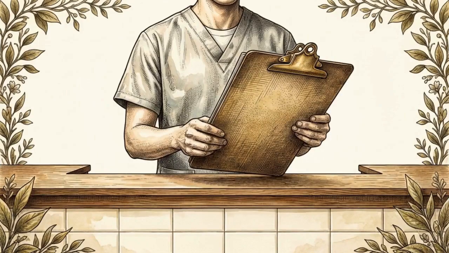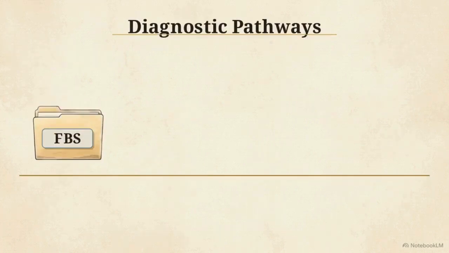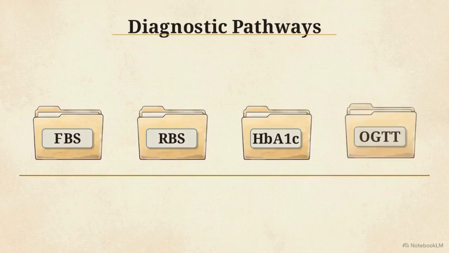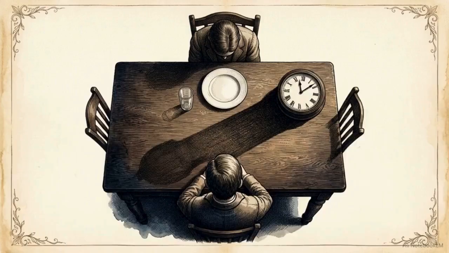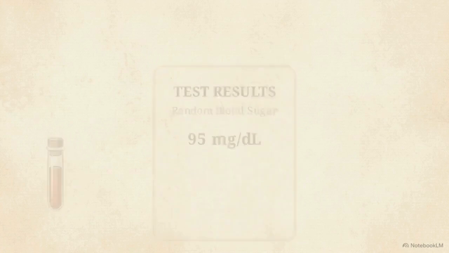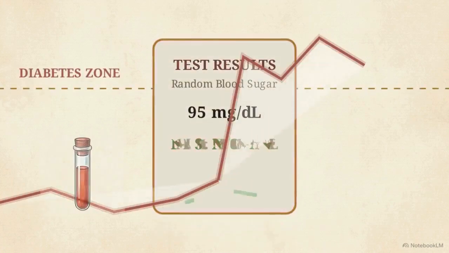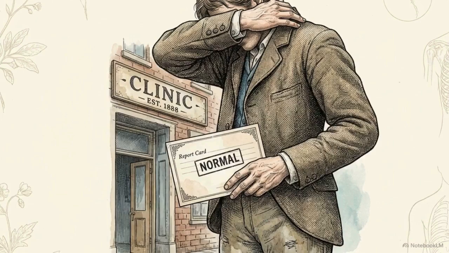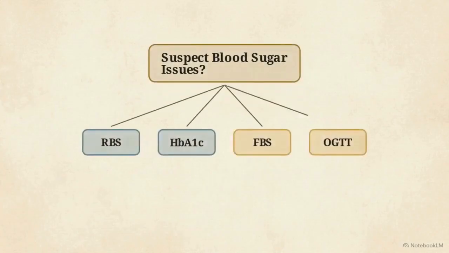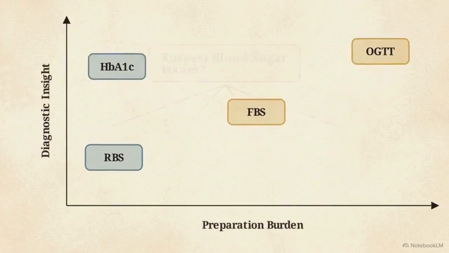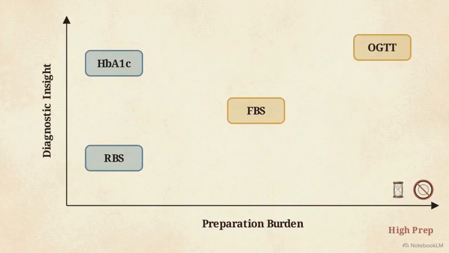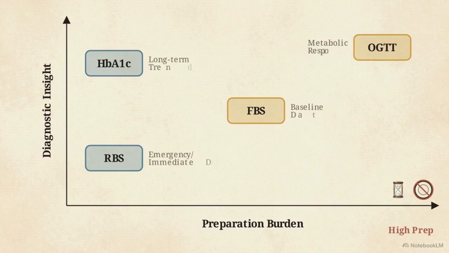You walk up to the clinic desk and you're immediately hit with an alphabet soup of options: FBS, RBS, A1C, and OGTT. If you choose randomly, you risk enduring a long, unnecessary fast. Worse, you might take a test that gives you a false sense of confidence while completely missing the early warning signs of disease. This decision tree shows the actual dilemma you face. Every path here represents a strict trade-off between the amount of preparation you are willing to endure and the exact kind of medical insight you need to extract.